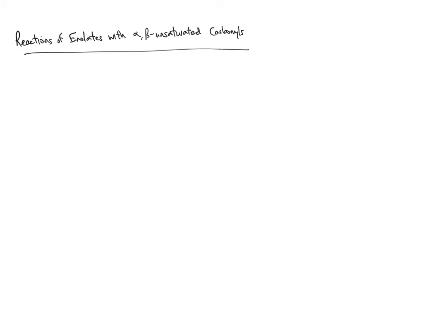The last type of electrophile that reacts with enolates are the alpha-beta unsaturated carbonyls. An alpha-beta unsaturated carbonyl has a double bond in conjugation with a carbonyl. And this gives it special reactivity since it's electrophilic at two different positions, the carbonyl position and the beta position. So attack at the carbonyl is called 1,2 addition, while attack at the beta position is called a 1,4 addition.